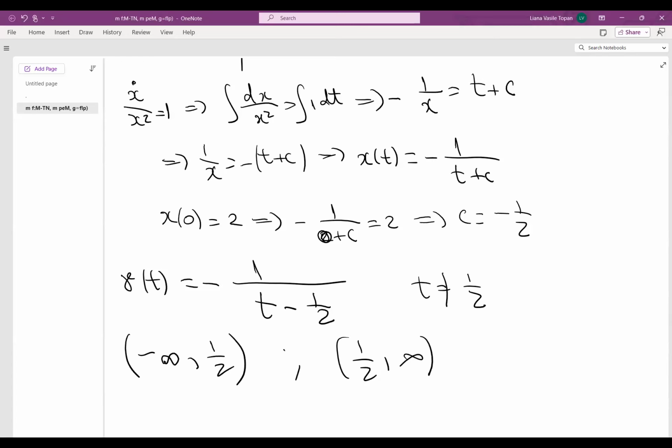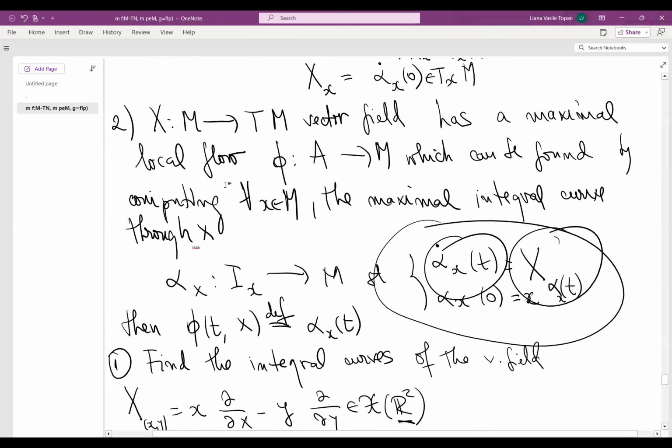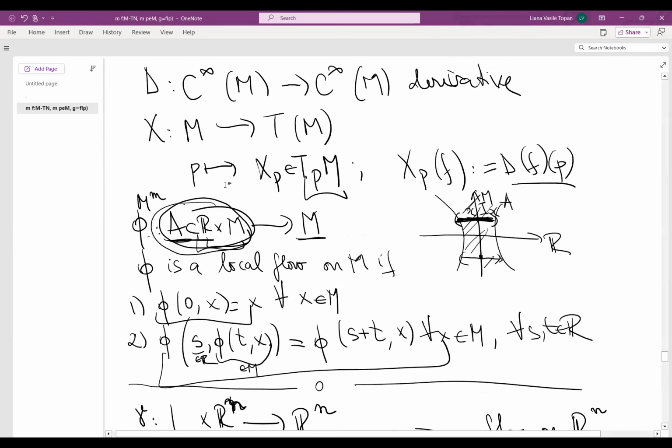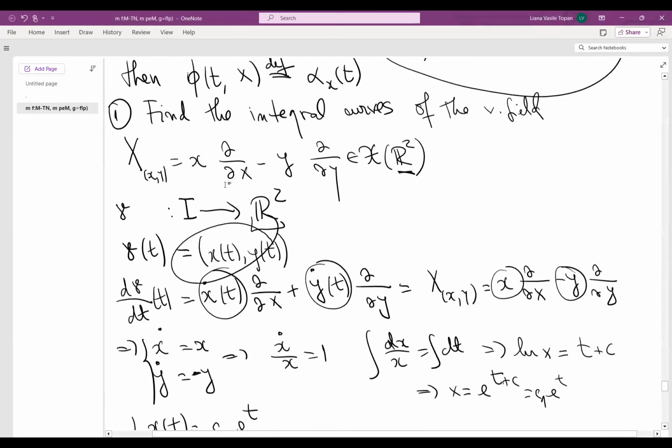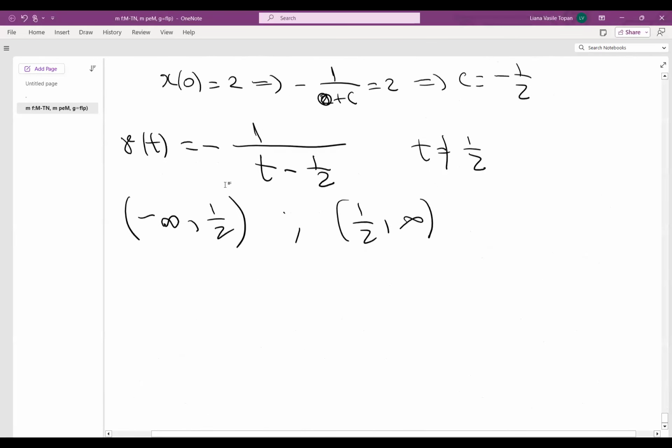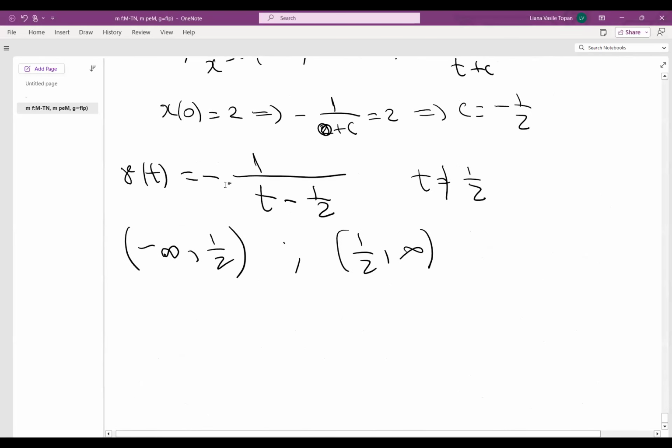Now, which one do we take? If you remember, we necessarily need 0 to belong to the domain, right? I wrote it somewhere, maybe we can see it here. 0 must belong to the domain necessarily. So I'm taking that interval containing 0. So in our case, the maximal interval is negative infinity to 1 over 2. That's the maximal interval on which this is defined.